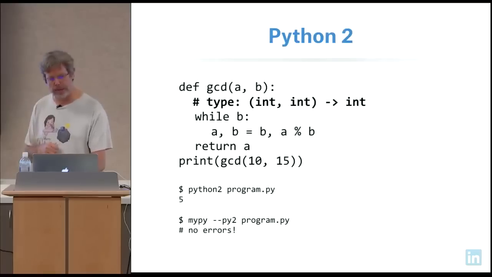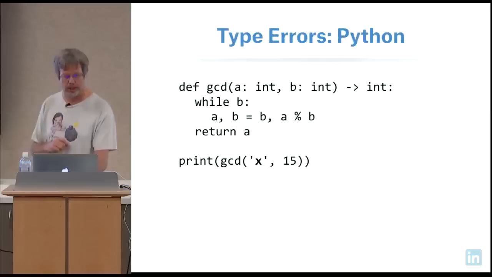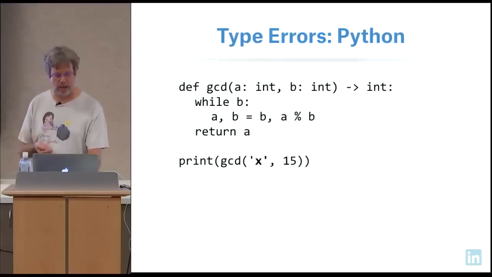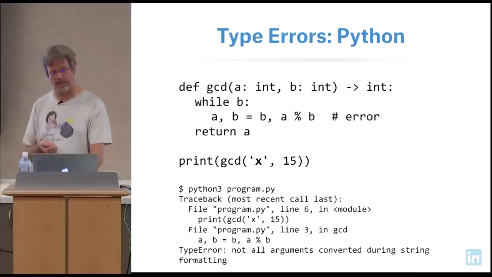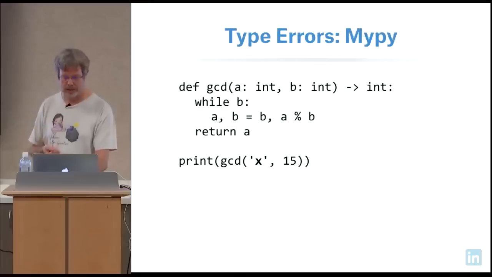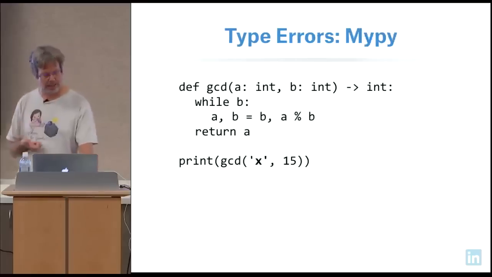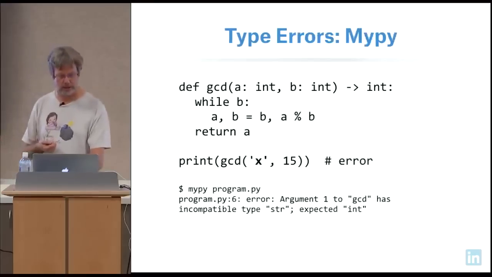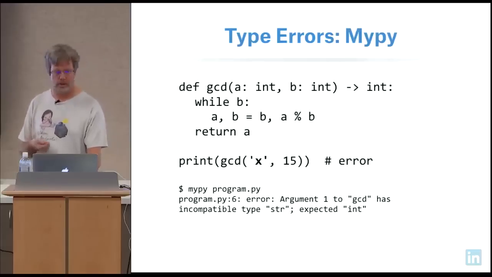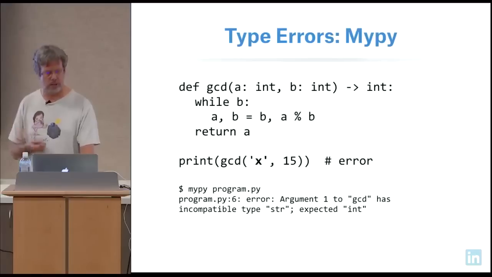But let's make it a little more interesting. Let's introduce a bug. Calling the greatest common denominator of a string and a number is not a good idea. Let's see what happens when you run that program. That's a really confusing traceback. On the other hand, if you check that same program with Mypy, you'll get a very clear error message. It actually points out the line where the problem occurs, which is the call to GCD, not somewhere in the middle of running it. And it tells you what the problem is with the types there. So this is the kind of progress we're talking about.